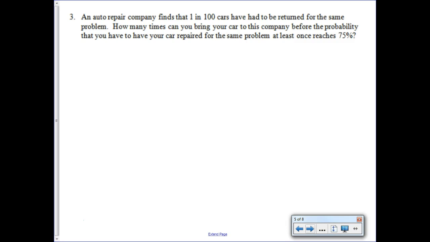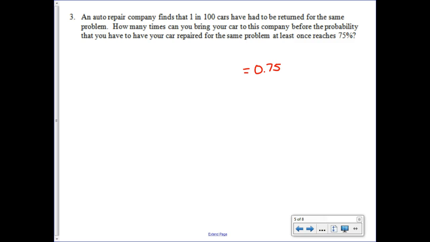All right. An auto repair company finds that 1 in 100 cars have had to be returned for the same problem. How many times can you bring your car to the company before the probability that you have to have your car repaired for the same problem at least once reaches 75%? Okay, so we want to know when we hit 75%.